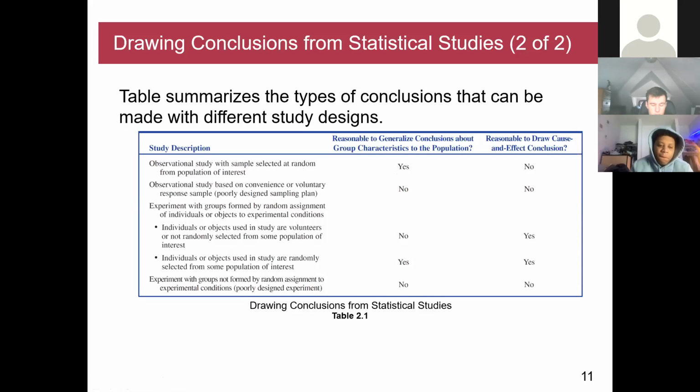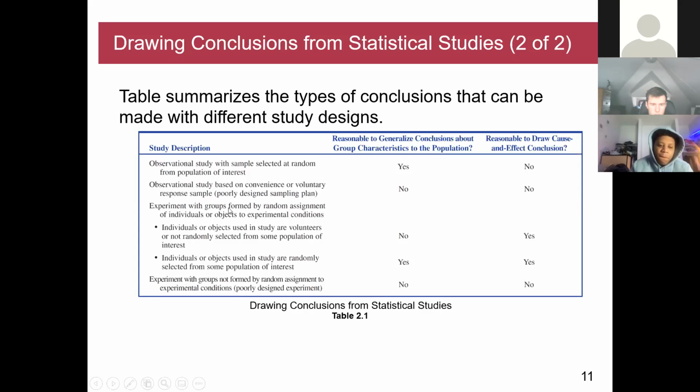However, if you don't randomly select from the population, if you have what are called convenience or voluntary response samples, which is a poorly designed sampling plan, then the answer would be no. And this idea of convenience or voluntary response samples we'll talk about a little bit in the next section.